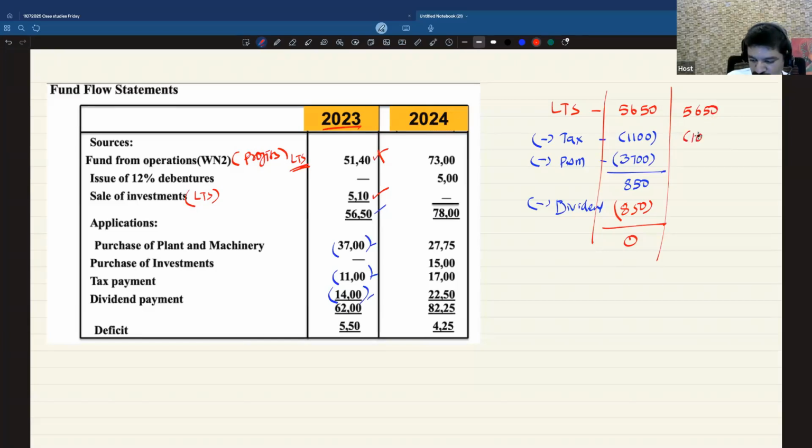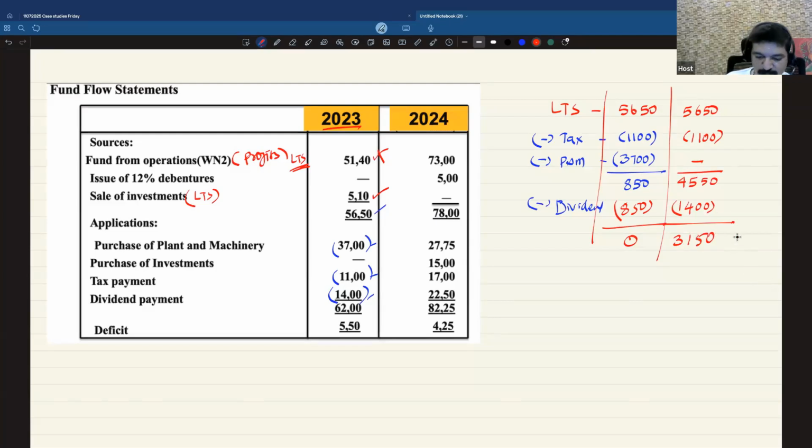Let them pay the tax of 1,100, and in the place of plant and machinery, let them pay dividend. That is 1,400. After paying tax of 1,100 out of 5,650, they would have had 4,550, right? 5,650 minus 1,100, they would have had 4,550. From that, let them pay dividend of 1,400. They would have landed in surplus of 3,150.